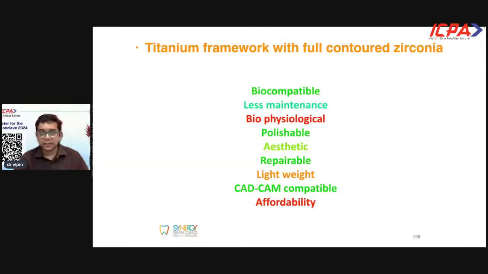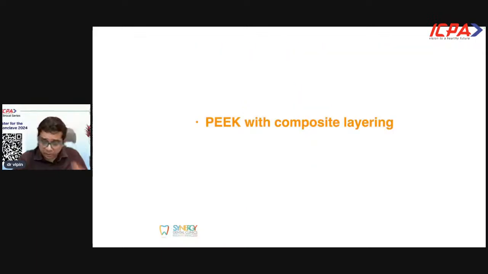Of course, this material is bio. All these materials are excellent. The problem with these materials is the weight, the affordability, and physiology. That's why the newer materials are coming, like PEEK and bio HPP, which I'll discuss now.